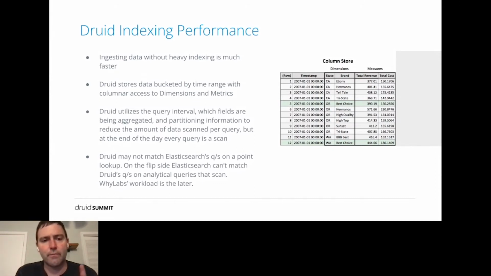So if you were to benchmark Druid against Elasticsearch, you might find that Druid might not match Elasticsearch's queries per second on a point lookup because it's not maintaining indexes. But on the flip side, Elasticsearch cannot match Druid's queries per second on analytical queries that do scans. Druid's just built better for it. And when you look at the WhyLabs platform, most of the screens that you see are: scan a range of time, aggregate, group by, time series, render it. And that's the workload that we have in our product, which is a much better fit for Druid.